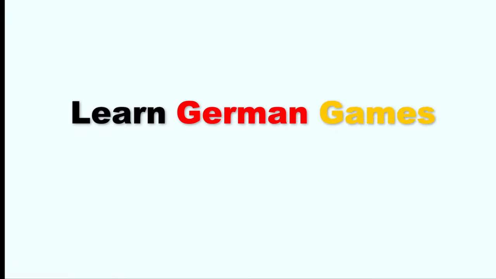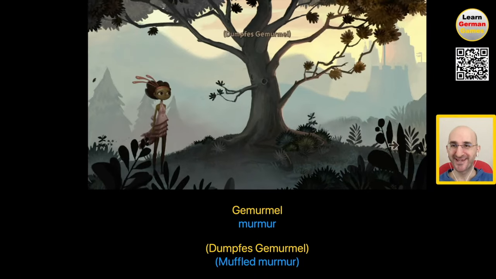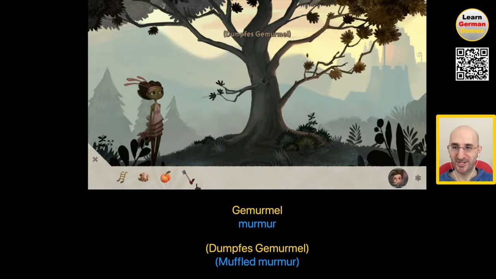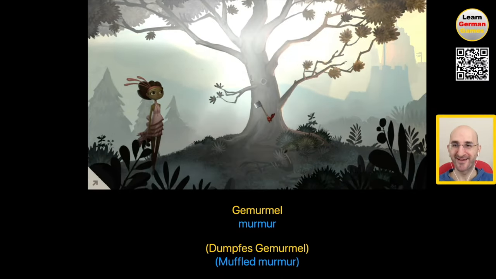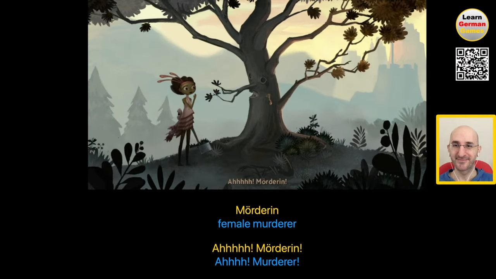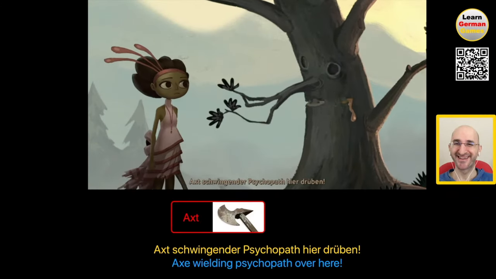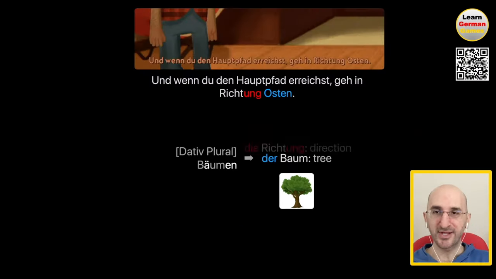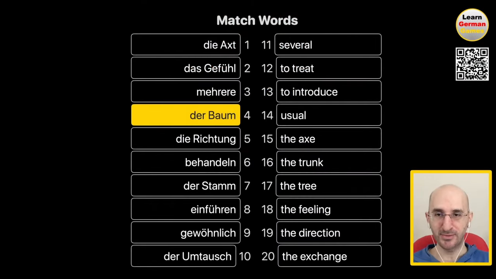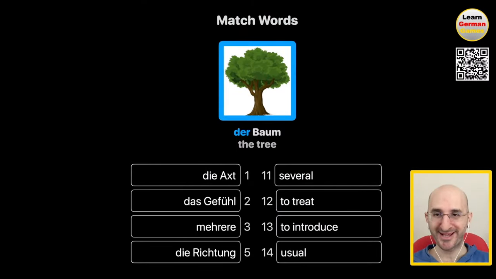Learn German games. What's up with that tree? Why is it mumbling like that? Let's try to open its mouth. Mörderin! Axtschwingender Psychopath hier drüben! You can see here that die Richtung is feminine because it ends with ung. Der Baum? The tree, correct!